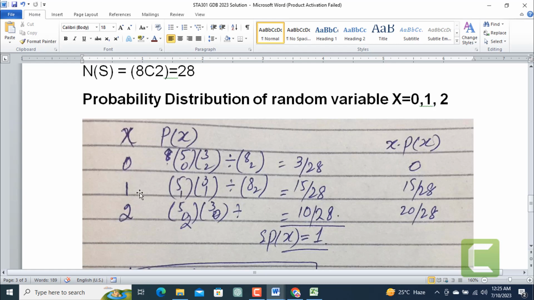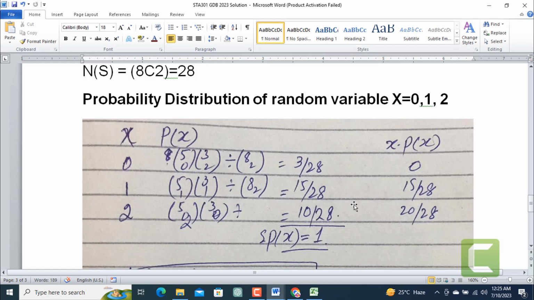If one ball is green, one red and one green, the probability is equal to 15 by 28. When both are green, the probability of occurrence of 2 greens is 10 by 28. Look at the sum of the probabilities, it is equal to 1.